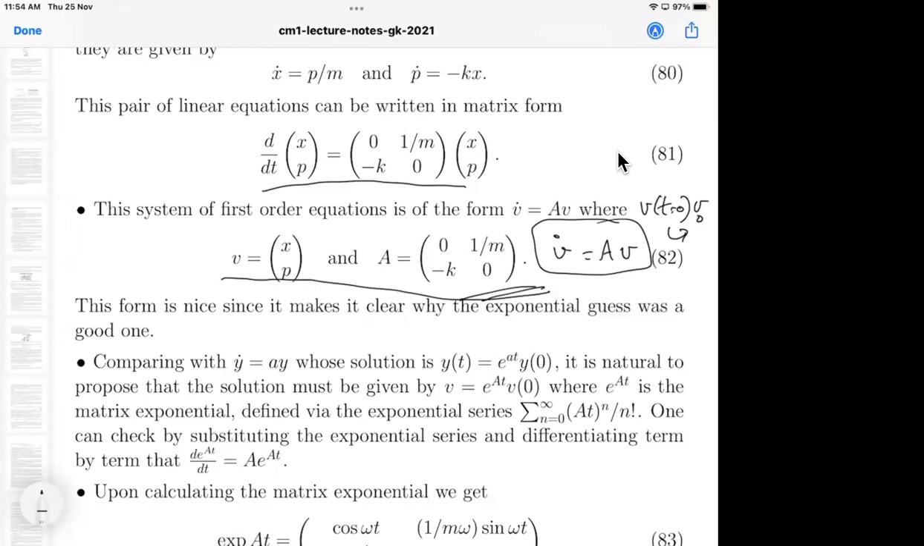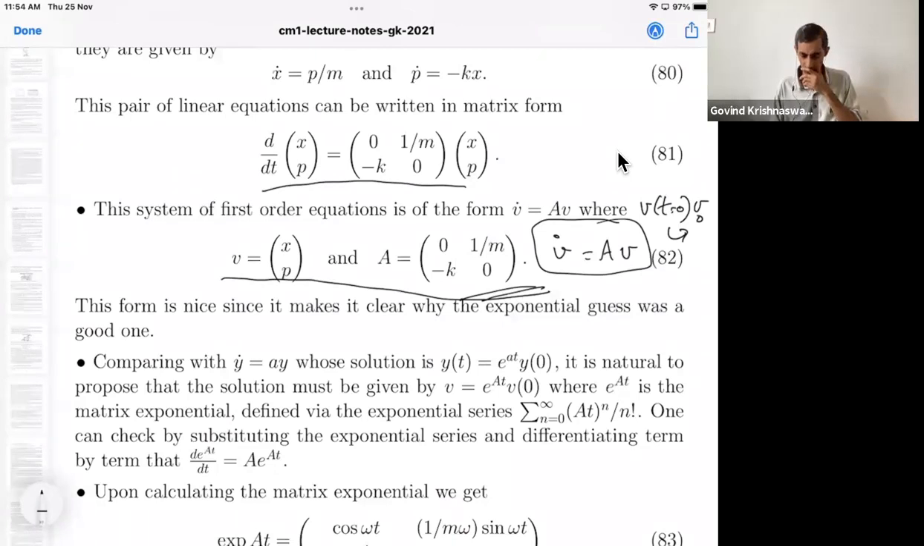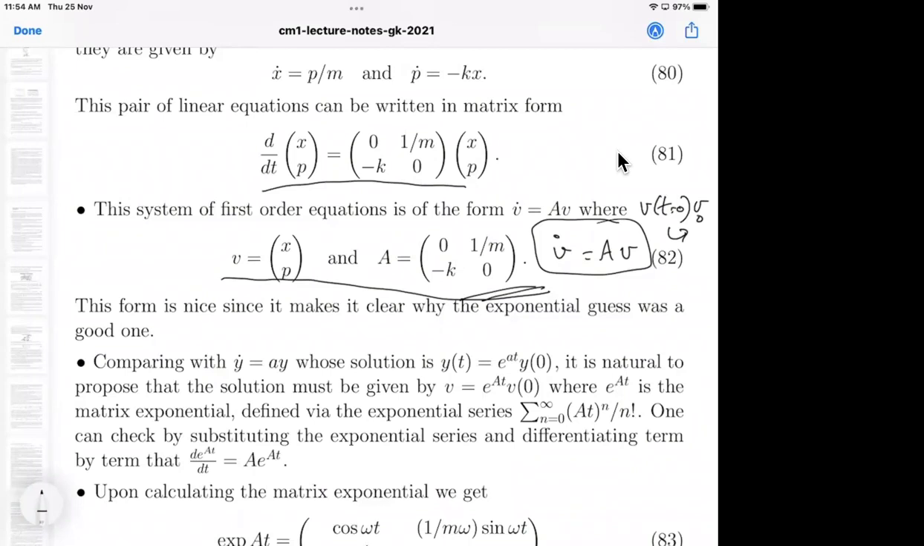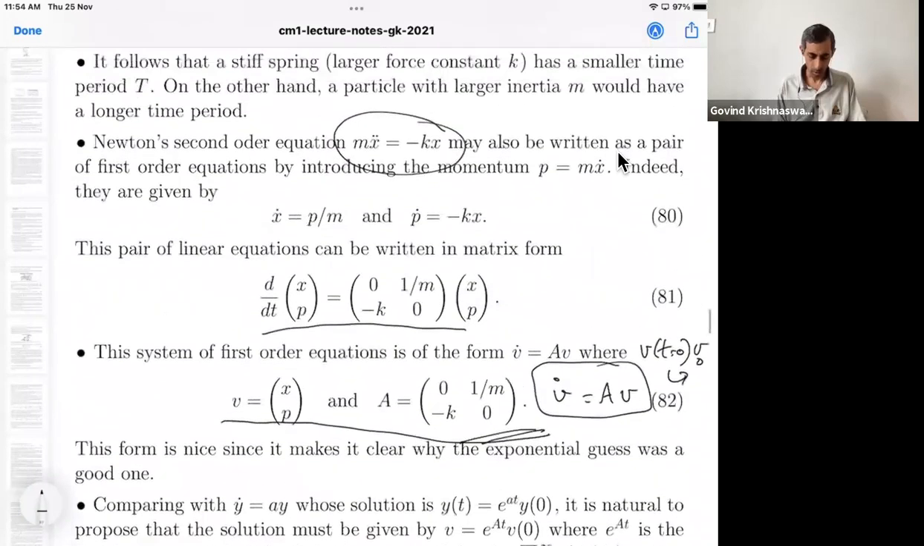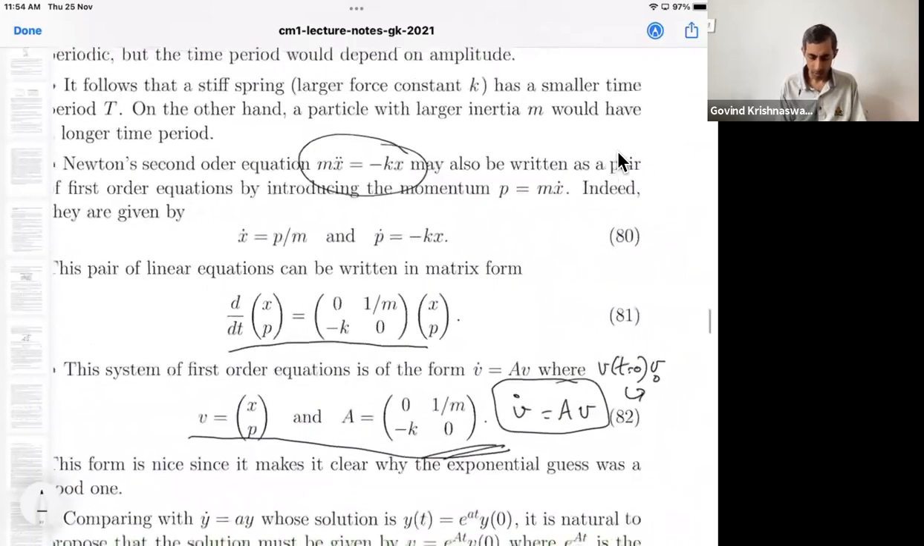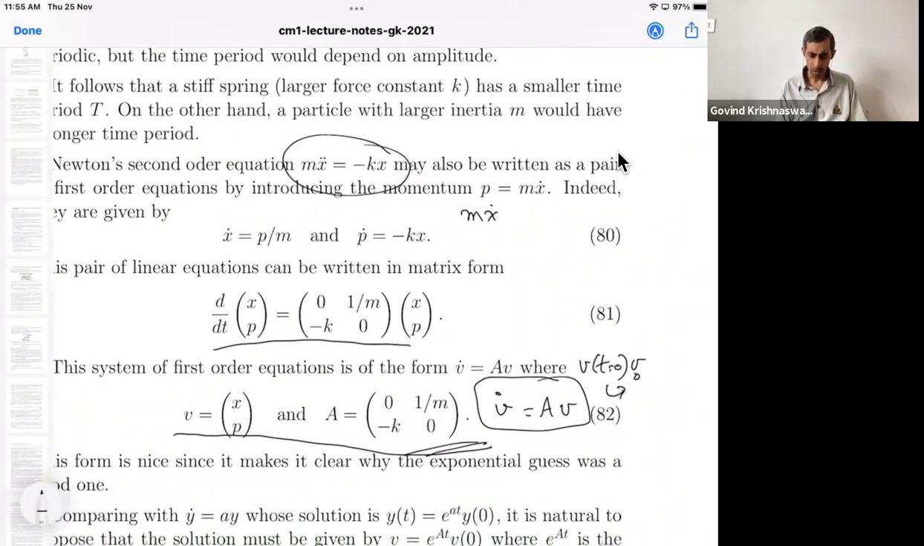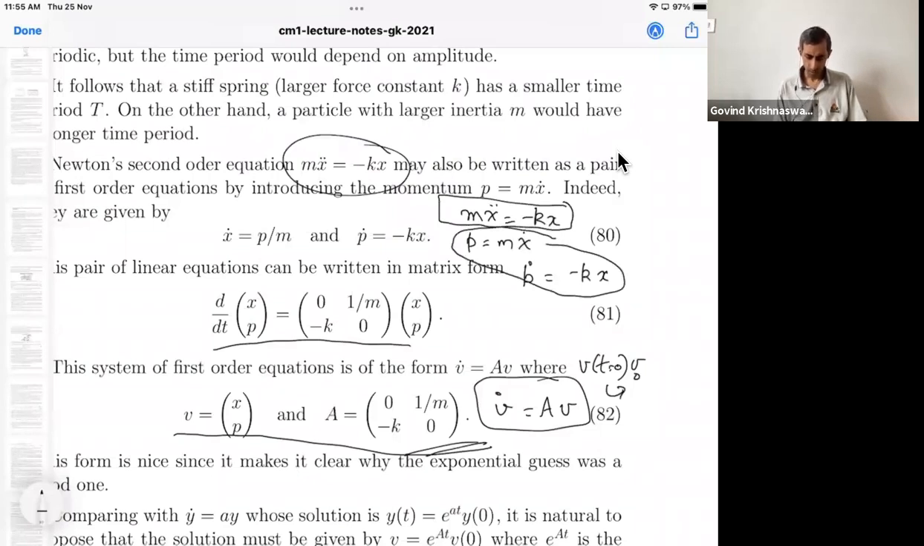Sir, how do you come from d by dt of (x, p), that matrix, to the equation of SHM? That's the part I'm unclear on. Okay, let me go a step back then. The equation for simple harmonic motion is m x double dot equals minus kx. Now we define p as m x dot. Then we notice that p dot is equal to minus kx. Now we replace this one second order equation by these two first order equations written in a nice way.